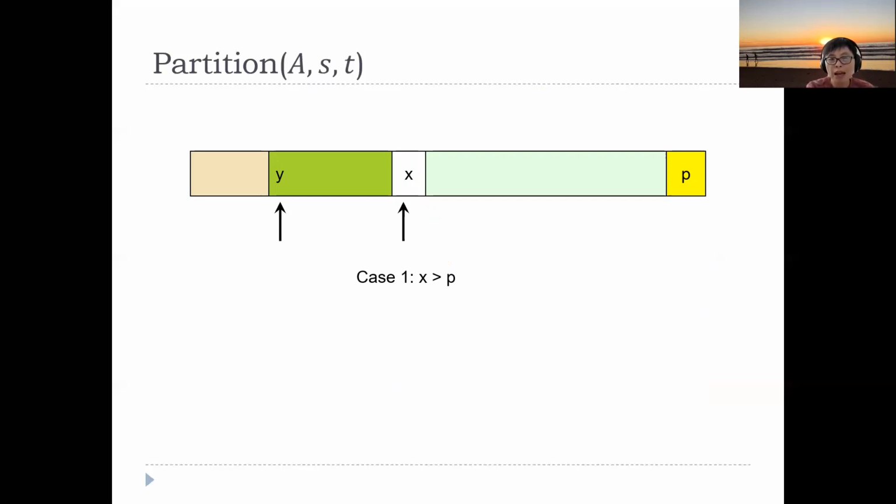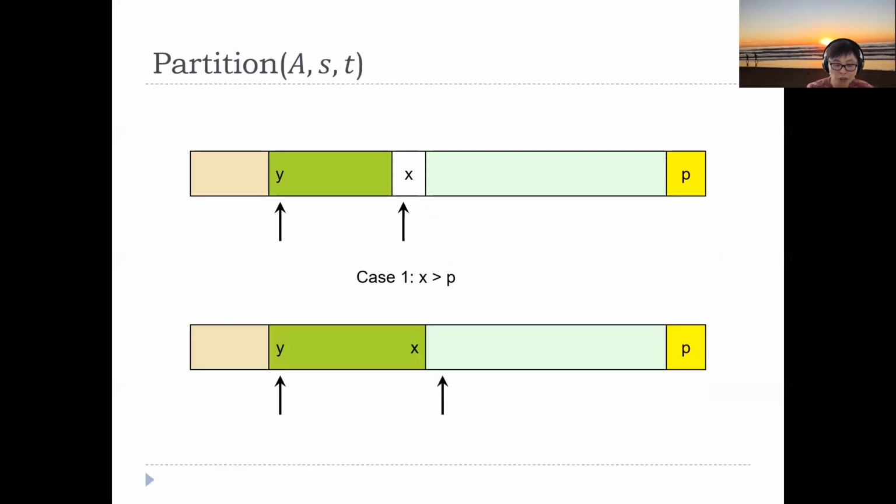Well, we don't need to do anything. I simply move my pointer. So X is fine, okay? I simply move my pointer to the next element to process. I still maintain the invariant that for what I've already seen, it's everything smaller than or equal to P, followed by everything bigger than P, okay?